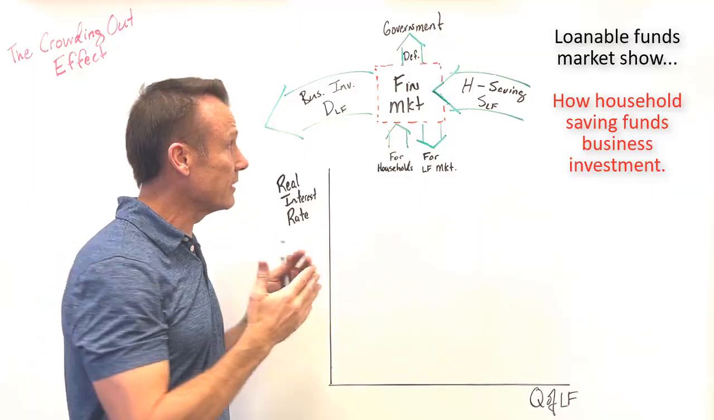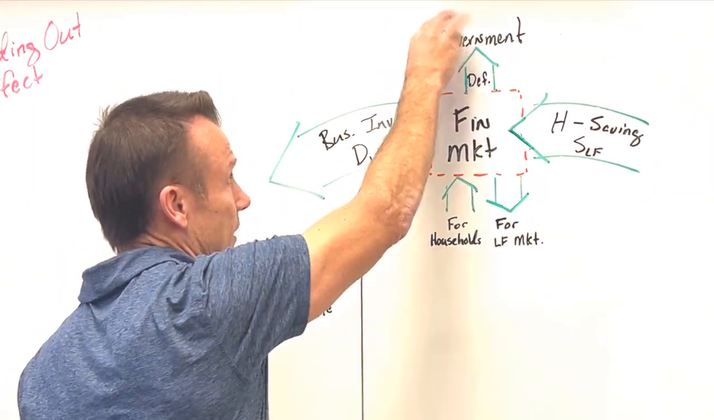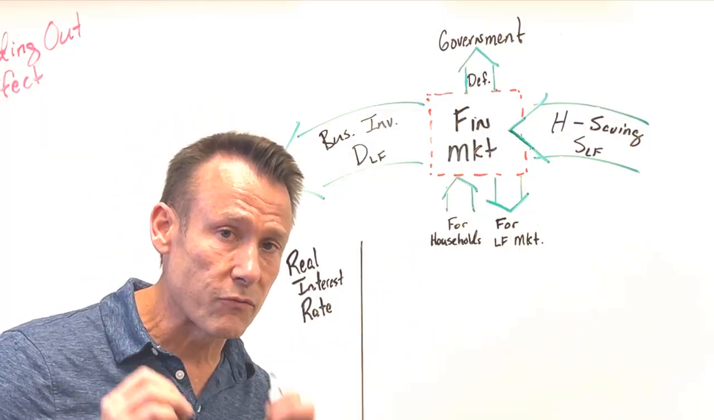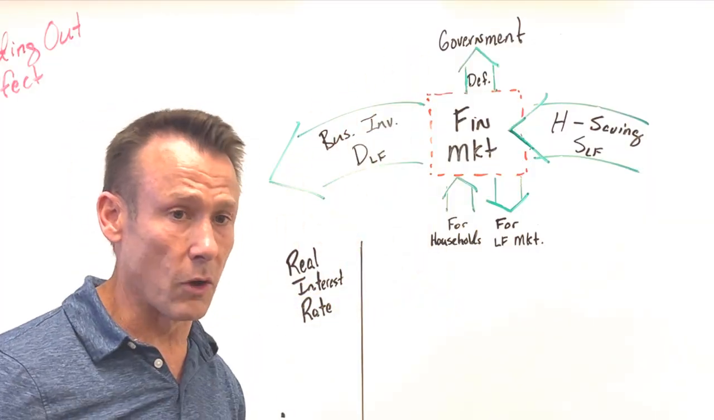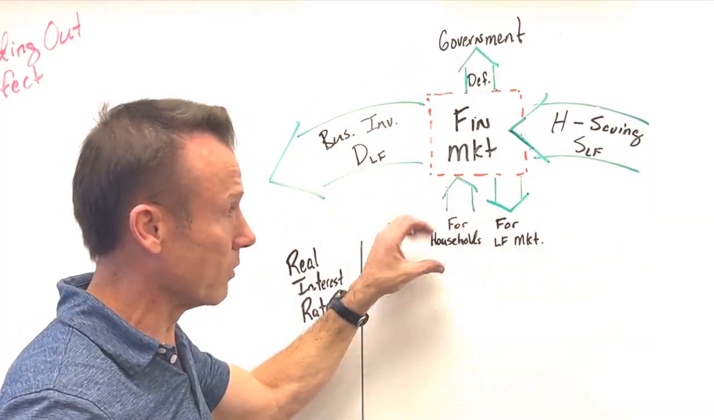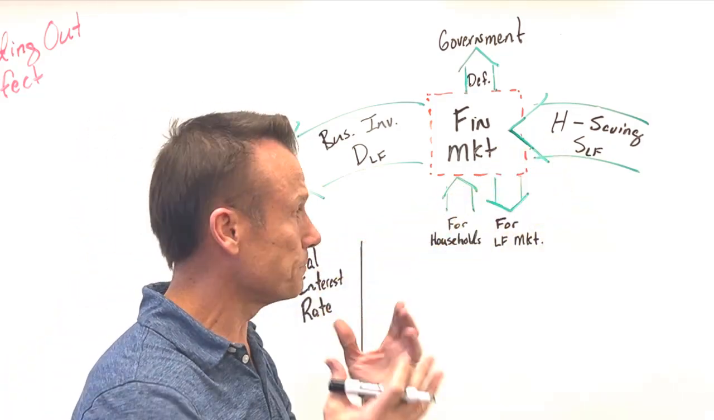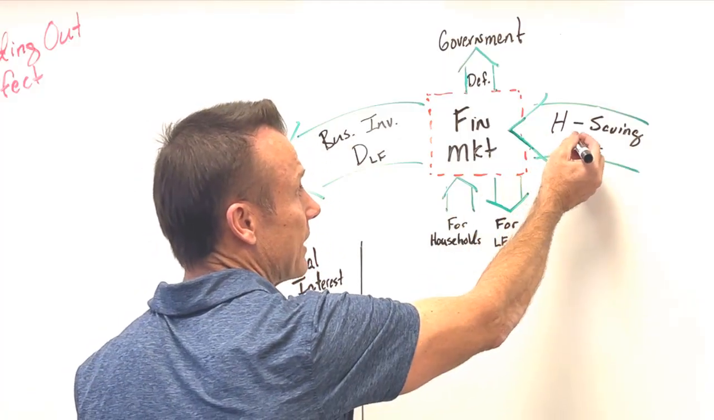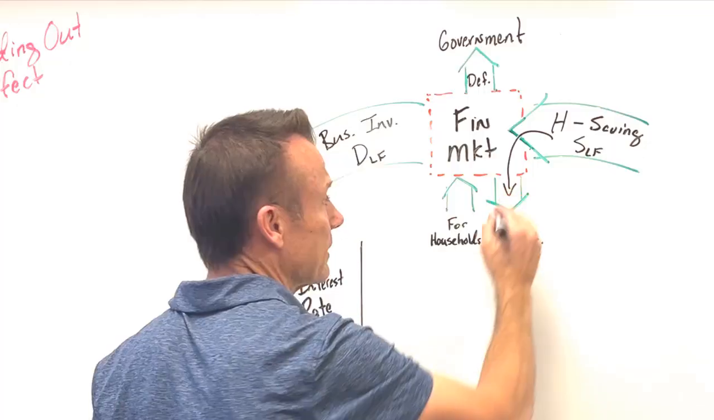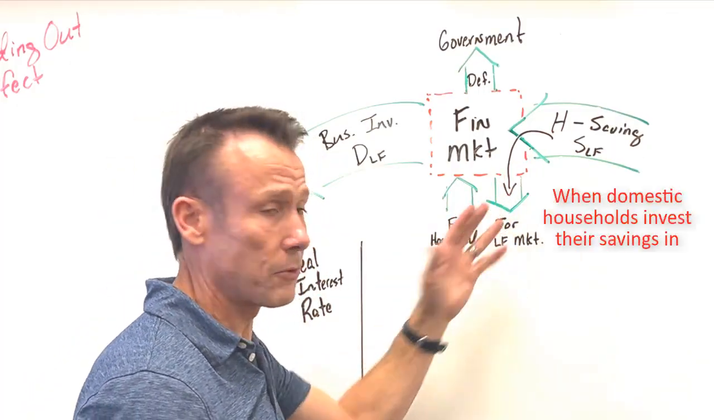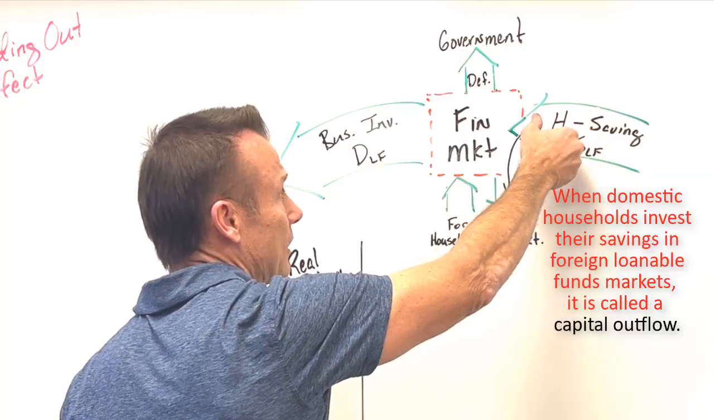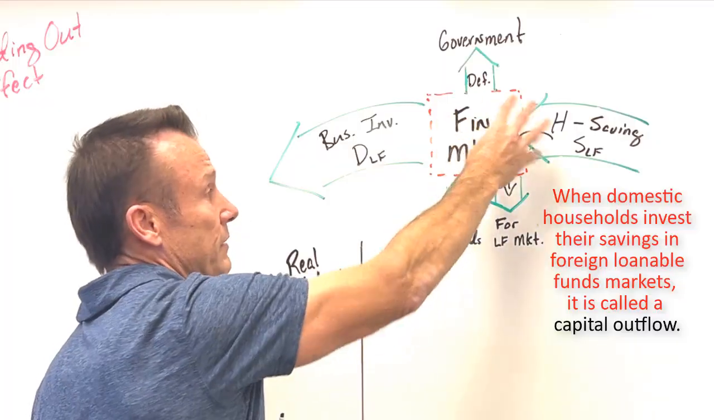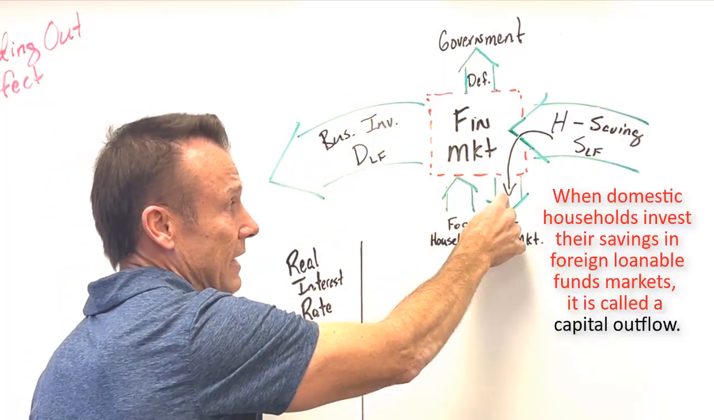But we have two other actors that interact in the financial market, the rest of the world and the government. I'm going to start off talking about the rest of the world because I think it's going to inform us on how we handle the government. So domestic households sometimes go to foreign loanable funds markets. They take their household savings and take it abroad. This is called a capital outflow. When domestic households take their loanable funds to a foreign loanable funds market instead of their own, and don't make it available for businesses, that's a capital outflow.